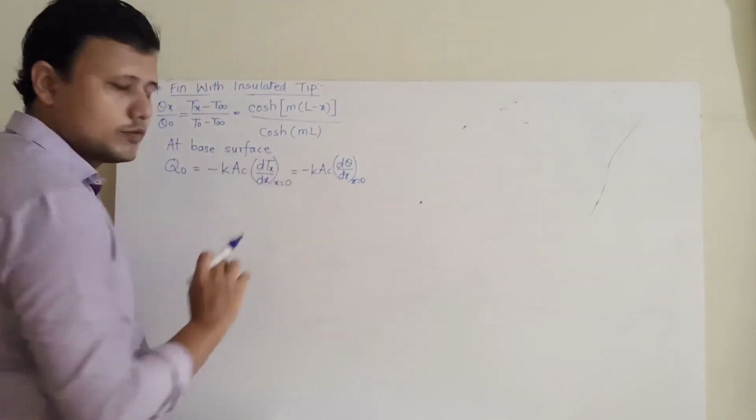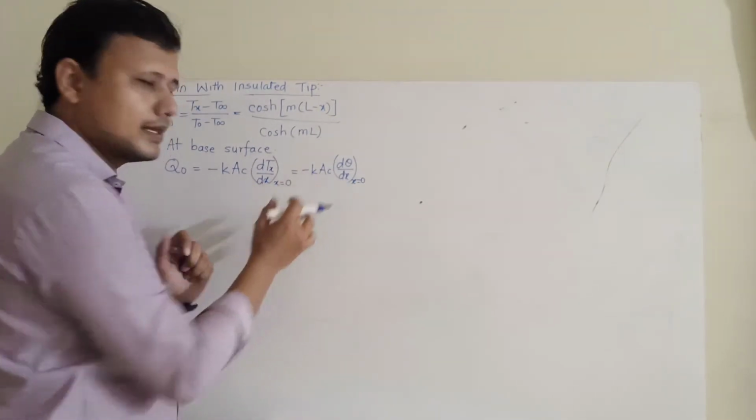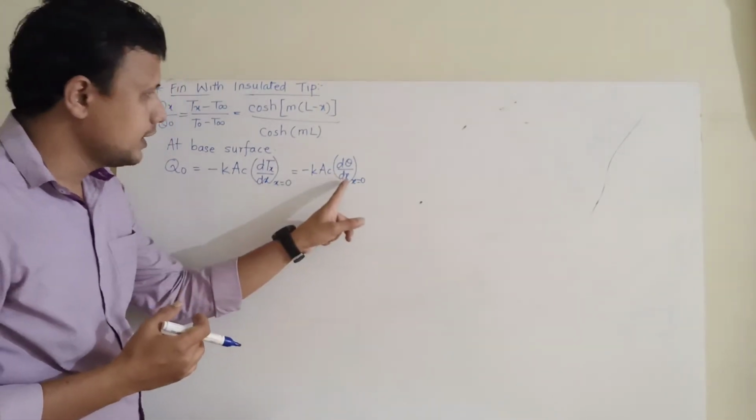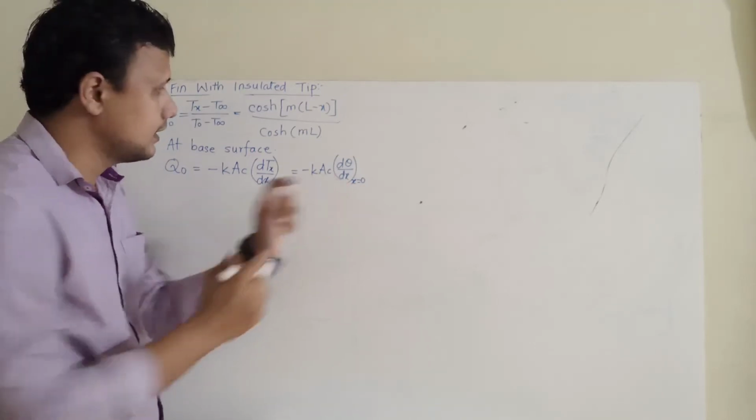Firstly, what we will do, we will break the terms. This minus K A C is not going anywhere. So we have to deal with this only, d theta x upon dx.